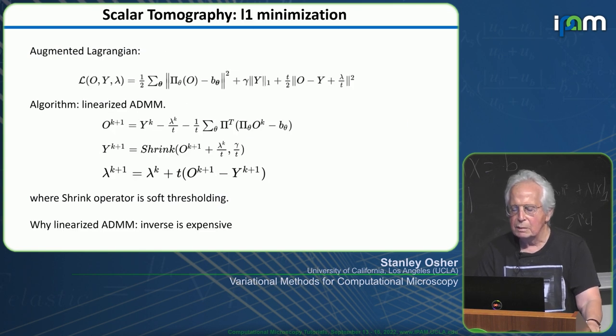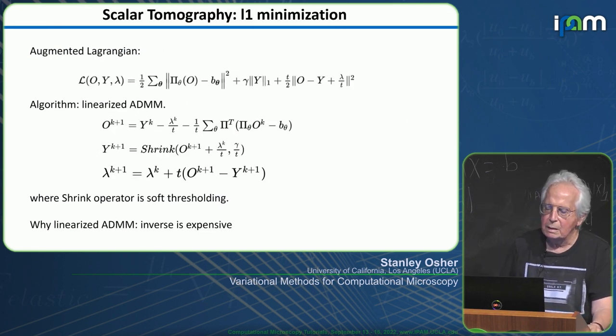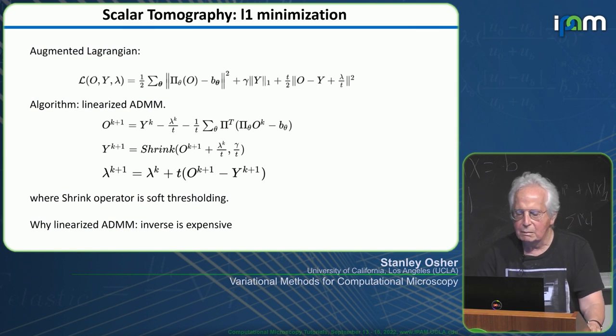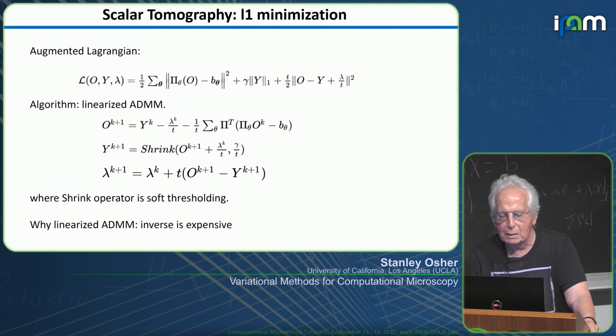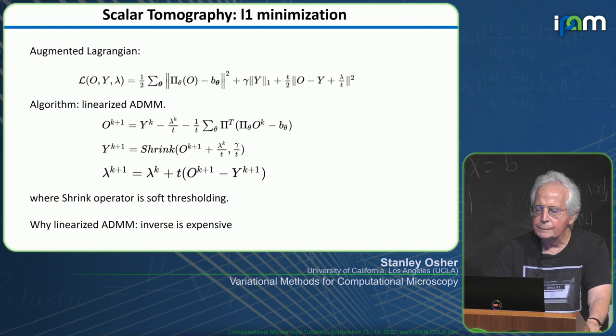Okay, so this is what it looks like. Instead of doing real Bregman, Min did linearized ADMM, so you can linearize this method and not have to worry about inverting a nonlinear term. Linearized is slower and not as accurate, but the inverse is expensive. So anyway, that's for those who care, we can show you offline.